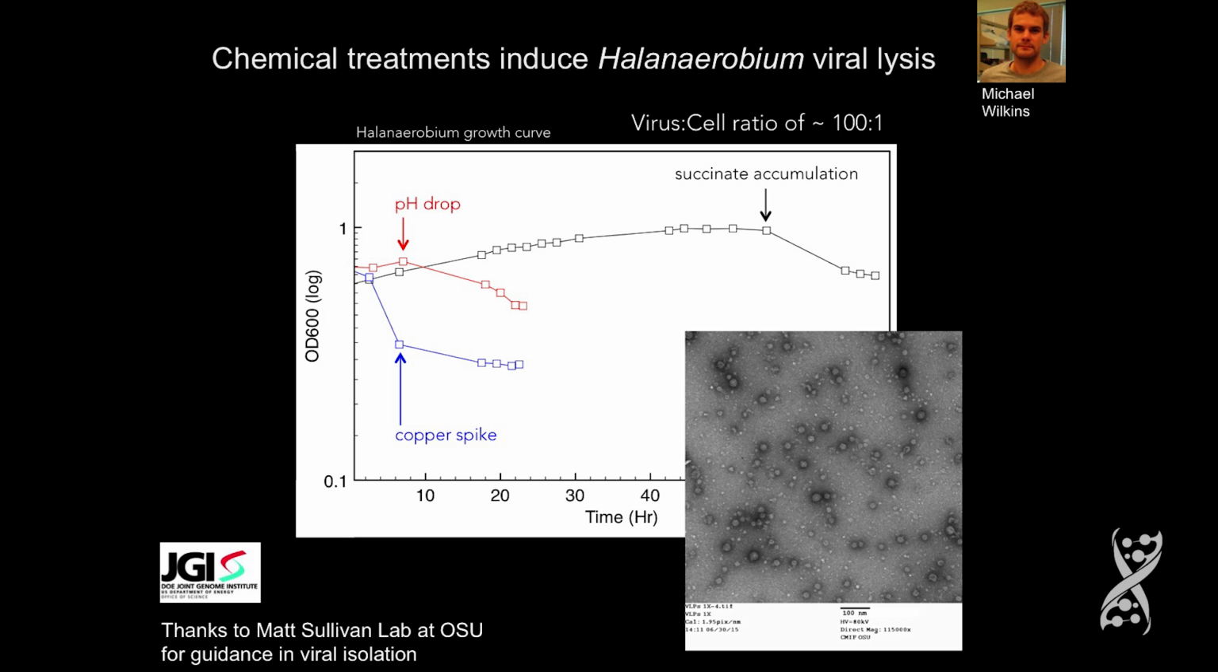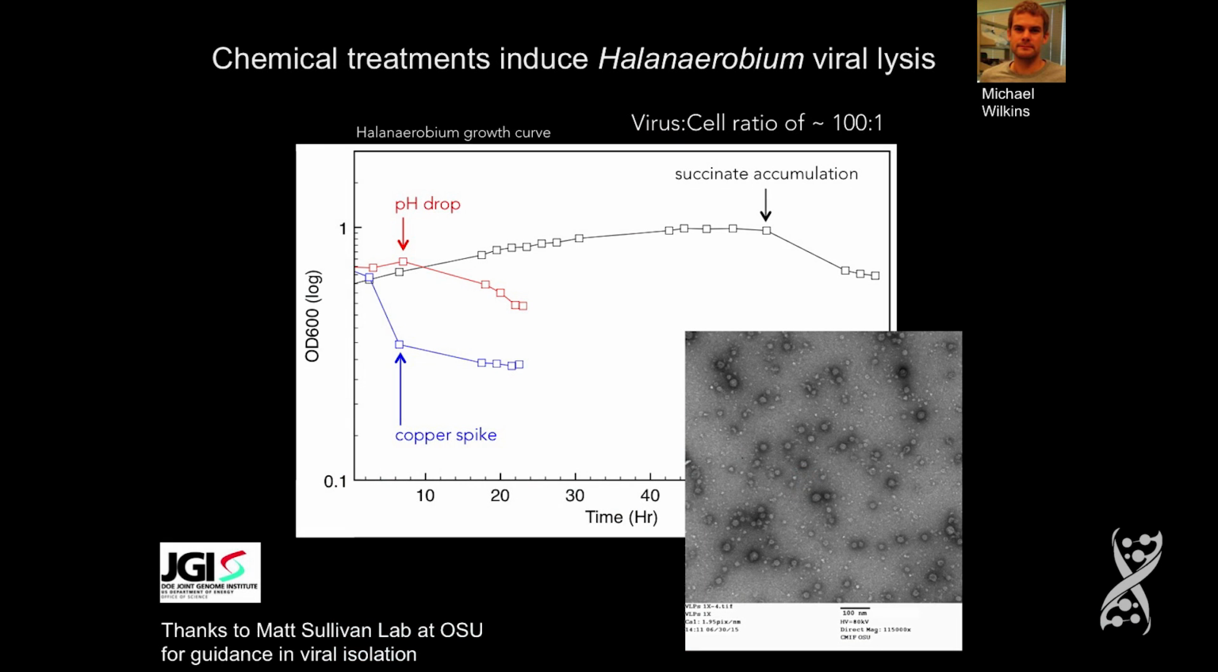But we tried all the standards, which is mitomycin and other things, and none of those induced the viruses in the system. But when we added succinate, which we saw was high in the HPLC, or we dropped the pH, or we added heavy metals, all things that could be happening in this ecosystem, we could actually induce the prophage and get the system to crash, the bacterium to crash.